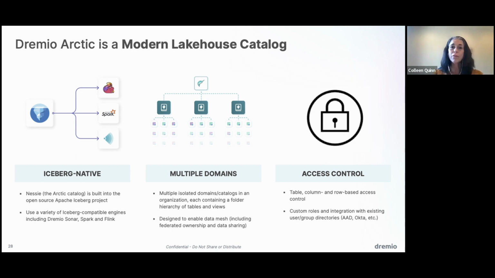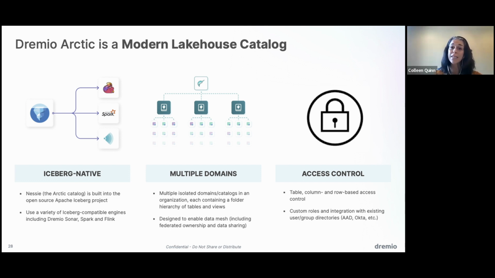So, as I mentioned, Dremio Arctic is a modern lakehouse catalog. Arctic is built on open source project Nessie. In fact, Dremio's founders were the original creators of project Nessie, and they ultimately donated that project to open source. As I mentioned previously, Arctic is Iceberg native and supports all compatible engines, including Apache Spark and Flink.